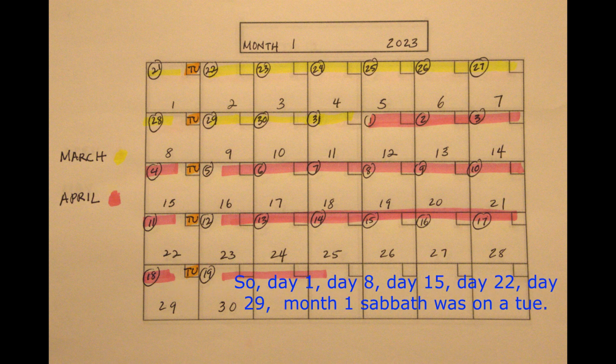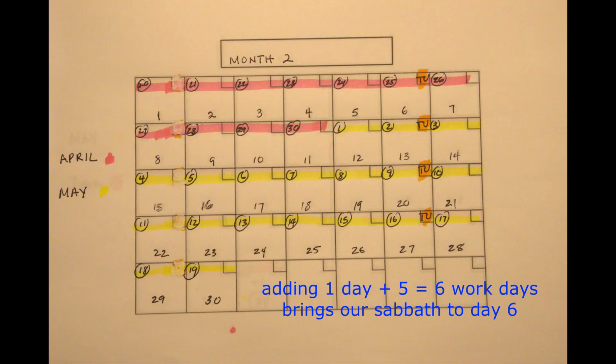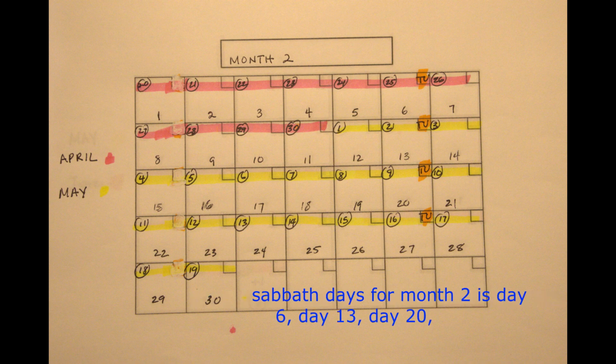Day 1, Day 8, Day 15, Day 22, Day 29. Sabbath was on a Tuesday. So we carried Day 30 over to month 2. Adding 1 day plus 5 days equals 6 work days, which brings our Sabbath day to Day 6. The Sabbath day for this month falls on a Tuesday. Sabbath days for month 2 are Day 6, Day 13, Day 20, Day 27.